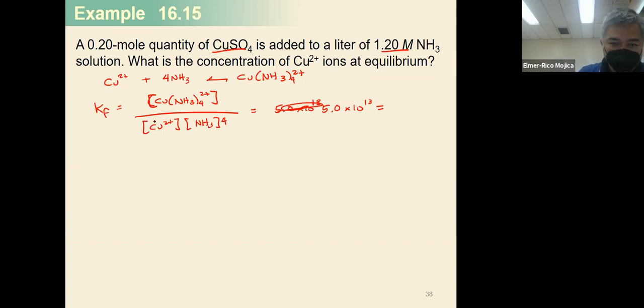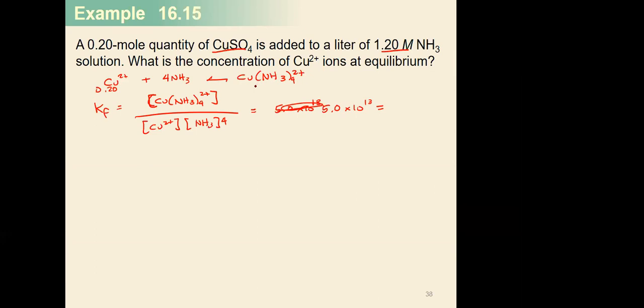So what do you think is the amount of the product? So you have 0.20 moles of this one. Right? So what can you say about the relationship between copper 2 plus and the copper ammonia complex? The mole ratio, it is what? 1:1, right?